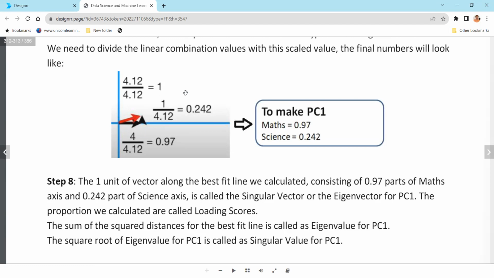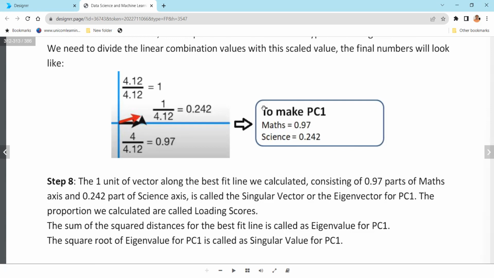So like in our case, we got 2 by 3. 2 is for y-axis, which is science, 2 is for marks, y-axis. And you take the root 13. So 2 by root 13 is PC1 for y-axis. And 3 by root 13 is PC for maths, x-axis, right? So you will get PC1 value of maths equal to, in this case, 0.97 and science is 0.242. So this is your PC1 value for maths and science.